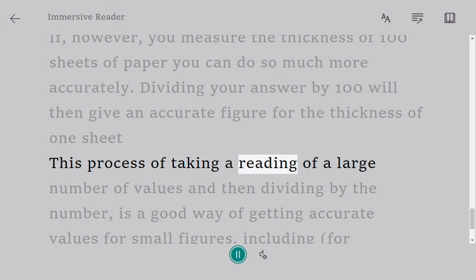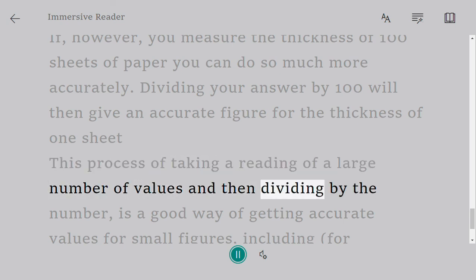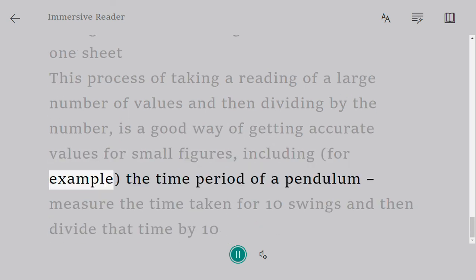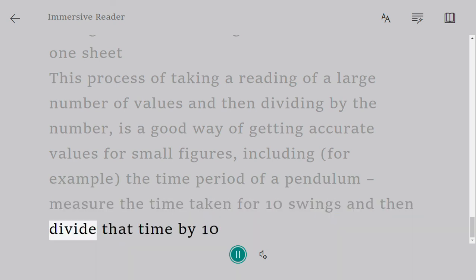This process of taking a reading of a large number of values and then dividing by the number is a good way of getting accurate values for small figures, including, for example, the time period of a pendulum. Measure the time taken for 10 swings and then divide that time by 10.